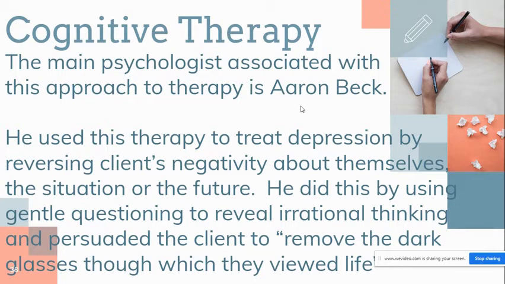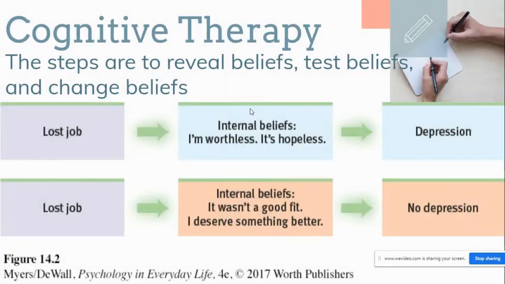It's mainly with a guy named Aaron Beck. That's the main therapist associated with the approach. And so he would use his therapy to treat depression. He would just try and reverse the client's negative thoughts about themselves, about the situation, about the future, whatever it is the person was dwelling on negatively, he would try and flip it. And he found that if he could get them to quit dwelling on stuff negatively and reverse that irrational thinking, like reveal to them at first that they're being irrational and then reverse it, he could help them.